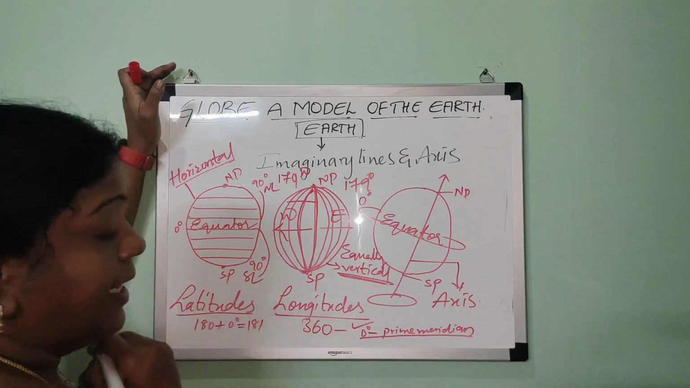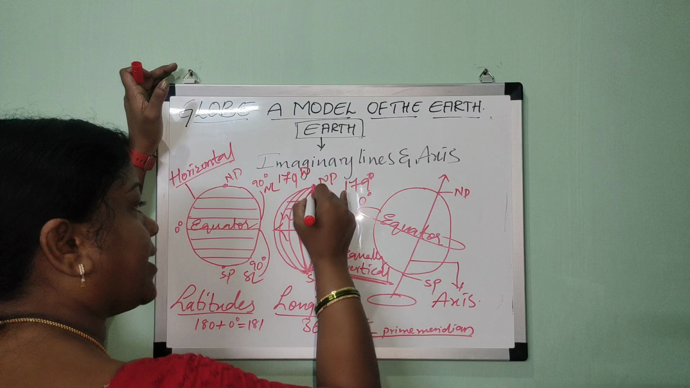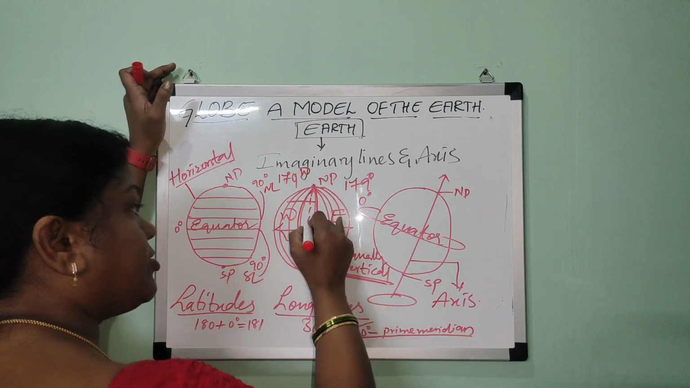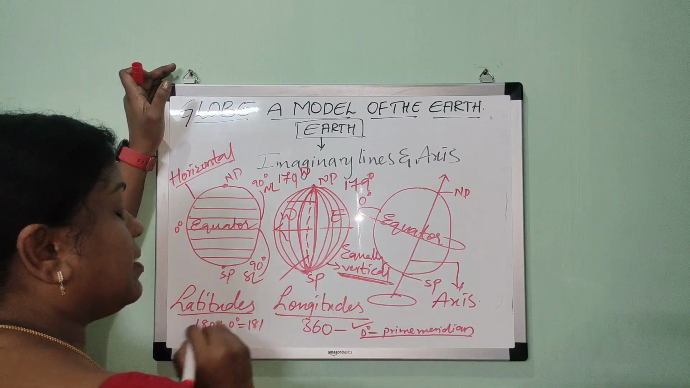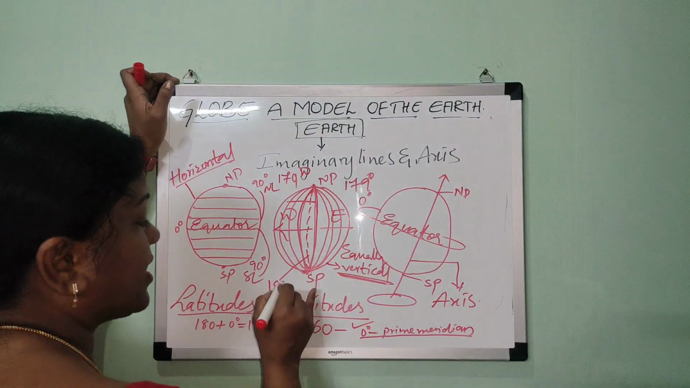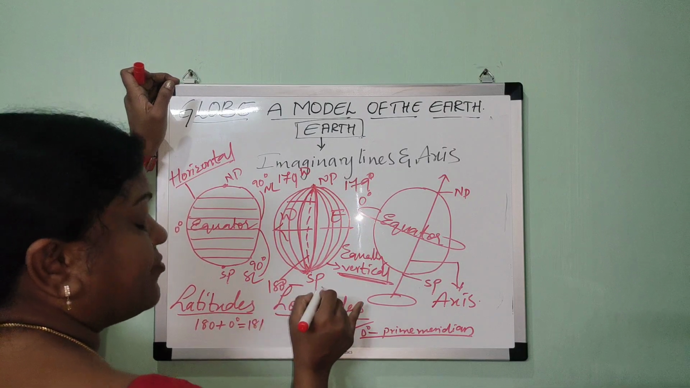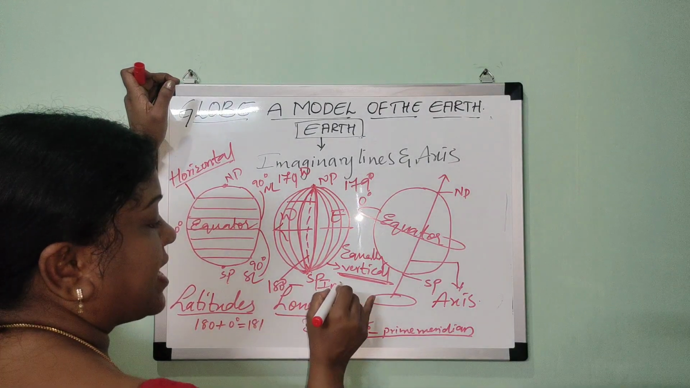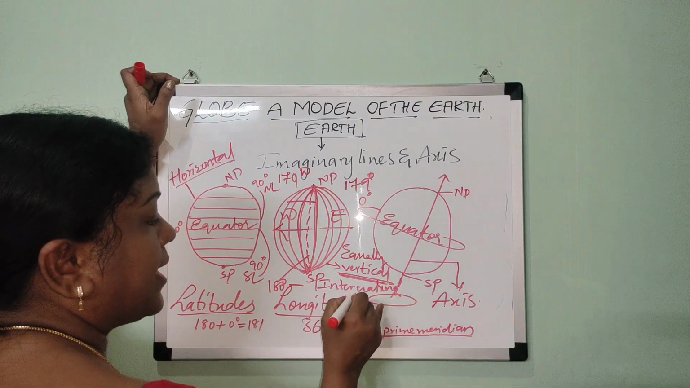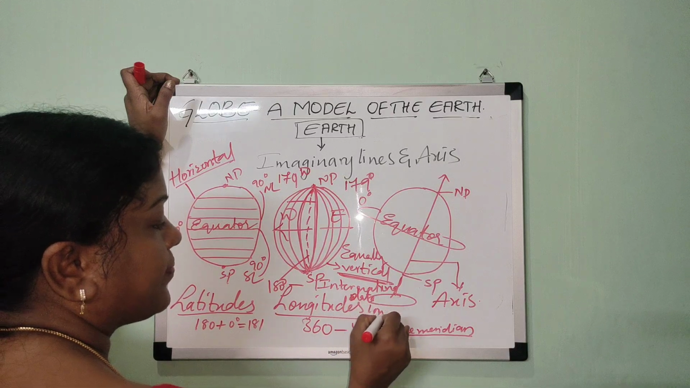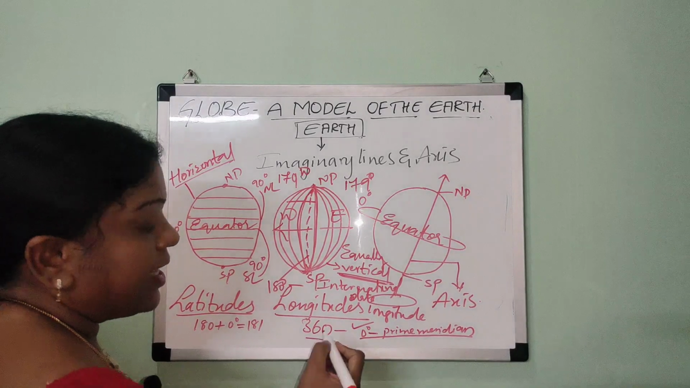Including 0 degree longitude. One more very important line. I am going to specify that with a dotted line. That is nothing but what you are expecting. Yes, 180 degrees longitude, which can be called the international dateline longitude. Now you have got the count of 360 longitudes.